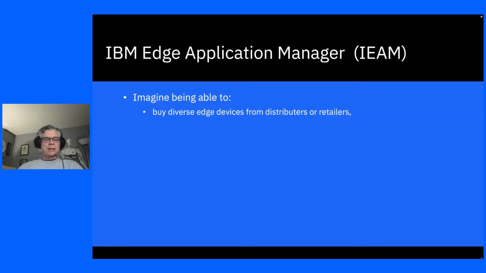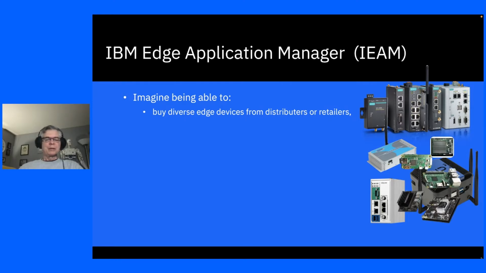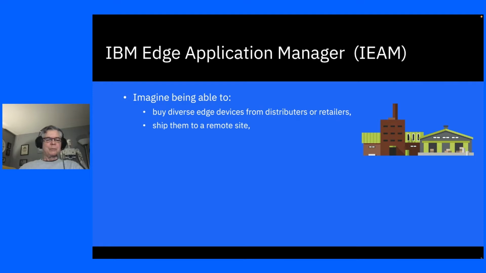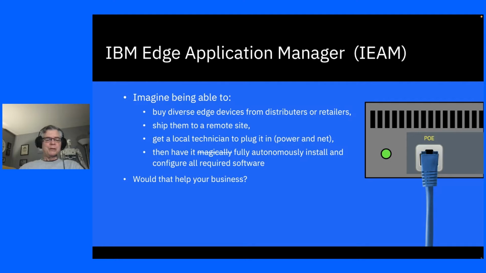So imagine being able to buy diverse edge devices, many different architectures and designs from different distributors or retailers, shipping them to a remote site, getting a local technician to plug it in, both power and network, and then have it magically, okay, it's not magic, fully autonomously install and configure all the required software. Would that help your business?